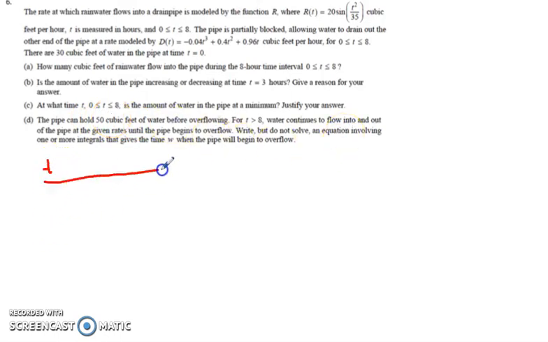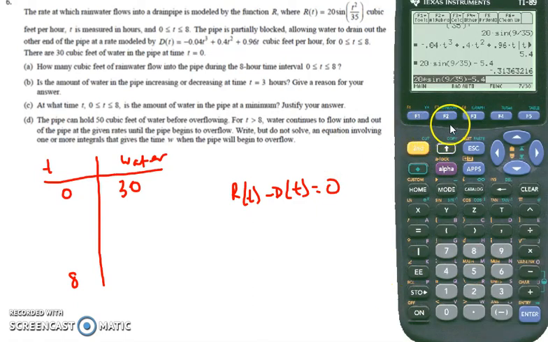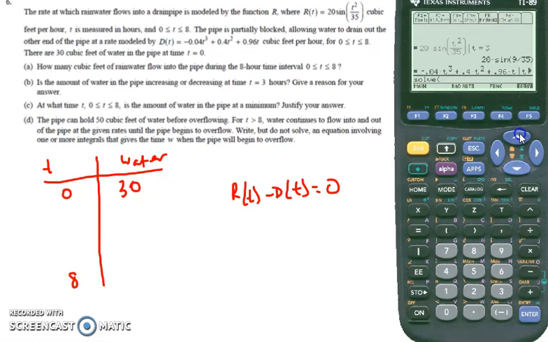I strongly recommend creating a table of values. You know you need your endpoints, 0 and 8, and then this is going to be the amount of water right here. We know at time 0 we have 30 cubic feet of water. And then what we need to know is the critical point of our amount of water function. The critical point is going to come where R of t minus D of t equals 0. So I need to deal with that on my calculator. So I'm going to use the solve function, F2, and I'm going to grab my original rate function.